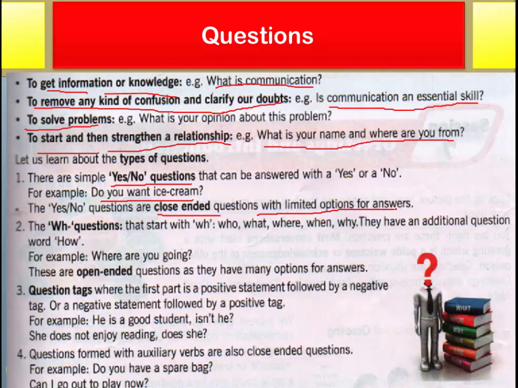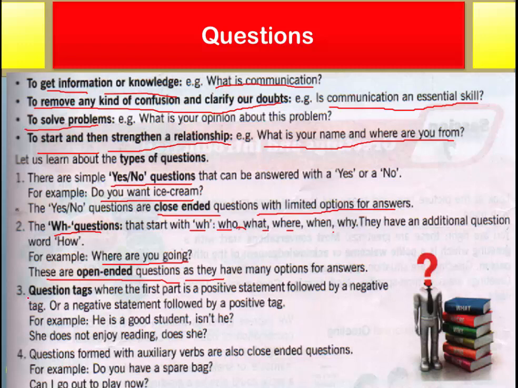Now next is the wh-question. Wh-questions are questions that begin with words like who, what, where, when, why. There is also the additional question word how. For example, where are you going? Here the answer is not going to be yes or no, but something else. So this we call a wh-question. These are open-ended questions as they have many options for answers.